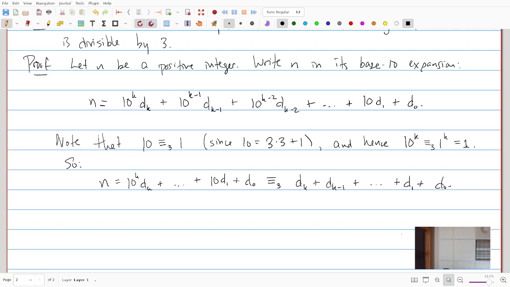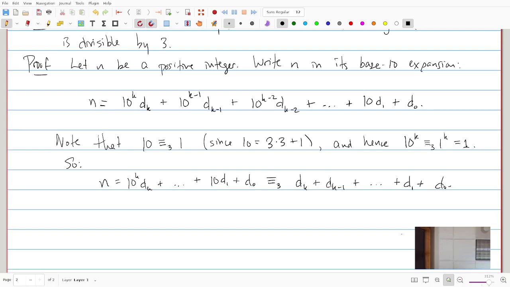So this also shows why, let's think about if we did the same thing for 2 instead of 3. So if we're thinking about the remainder modulo 2, 10 modulo 2 is equivalent to 0, right? Because 10 is a multiple of 2. So when I do this same process for 2, all the 10 to the k's turn into 0, and everything just goes away except the last digit. And that makes sense, right? You can tell whether a number is even just by looking at the last digit.